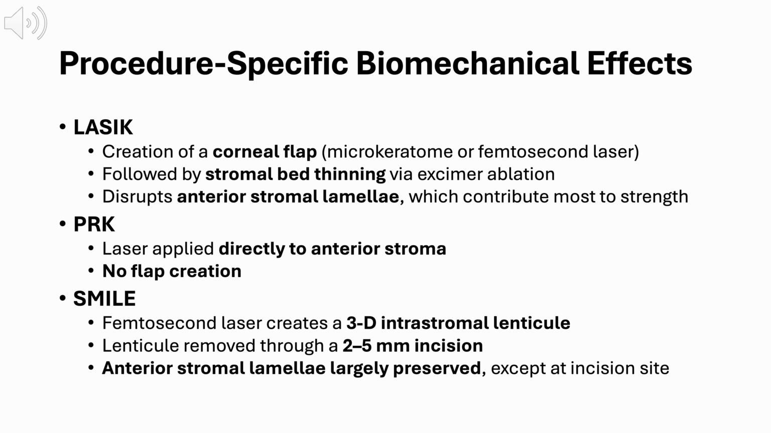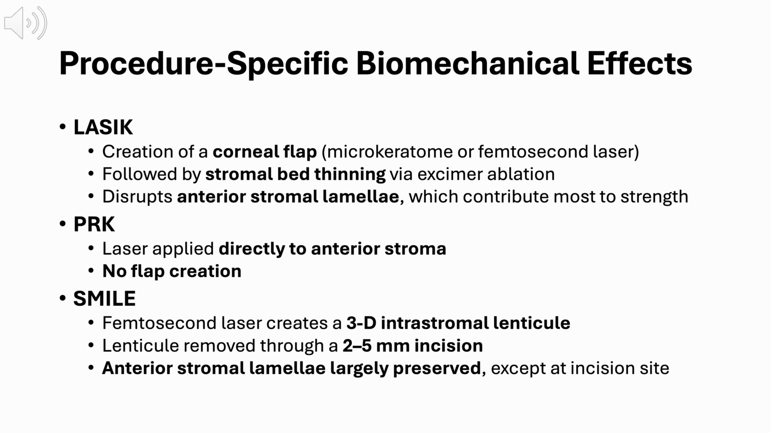Here, we can compare how different refractive procedures alter the cornea biomechanically. With LASIK, the procedure begins by creating a corneal flap, either with a microkeratome or a femtosecond laser. After the flap is lifted, excimer laser ablation thins the stromal bed. This approach disrupts the anterior stromal lamellae, which are the layers that contribute most to corneal strength, and that disruption explains much of LASIK's biomechanical impact.